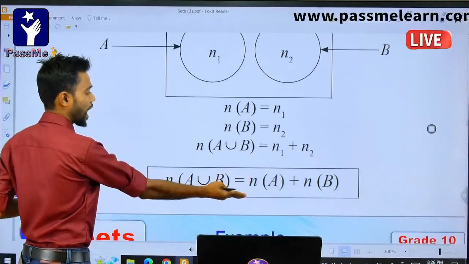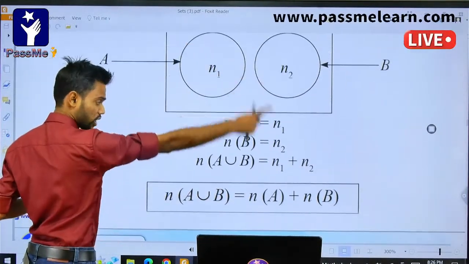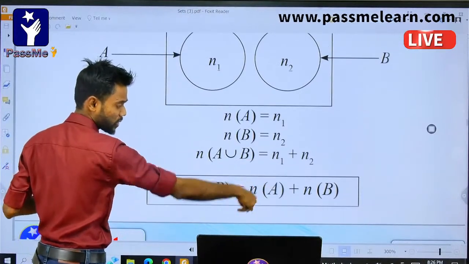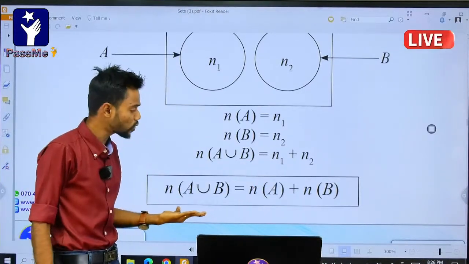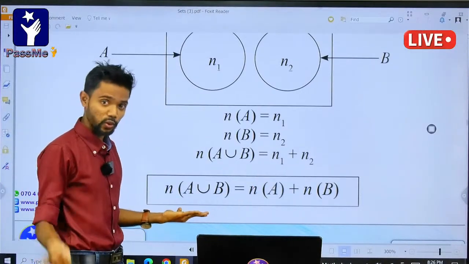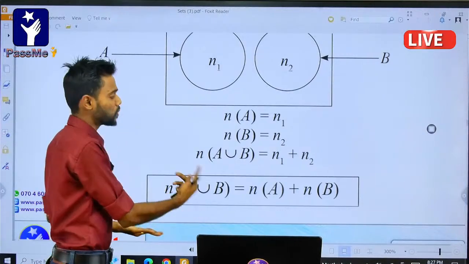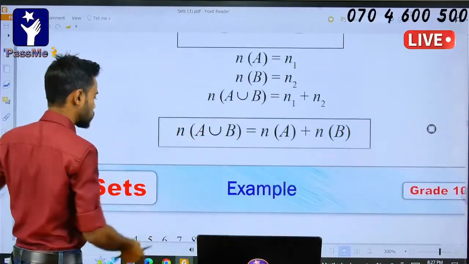If you know the previous equation, you can easily obtain this one. So you don't need to remember this one. If you know the fundamental equation, you can easily obtain this as well. So let's try to do some examples.